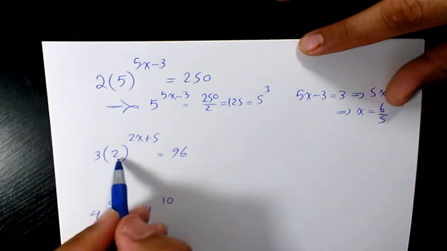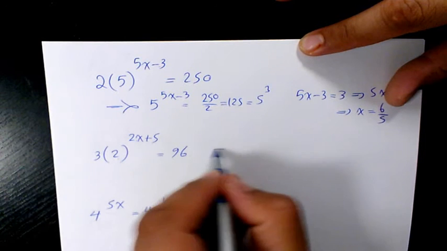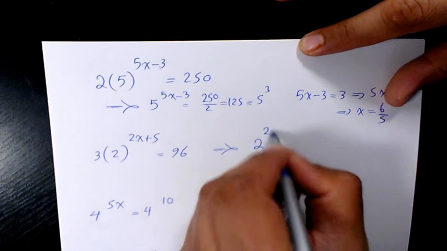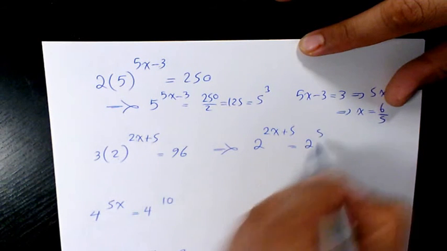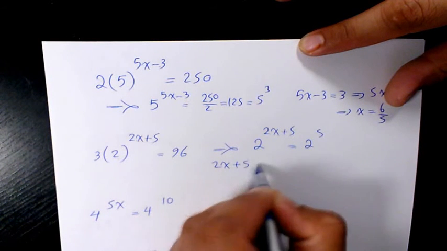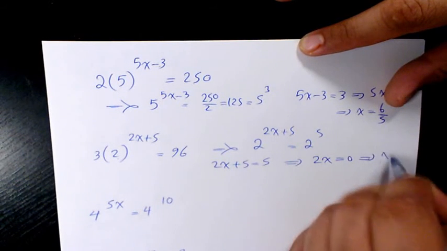Next one, 3 times 2 to the power of 2x plus 5 equals 96. We divide both sides by 3, so we have 2 to the power of 2x plus 5 equals 32. 32 is 2 to the power of 5, so 2x plus 5 equals 5. It means that 2x is 0. It means that x is 0.